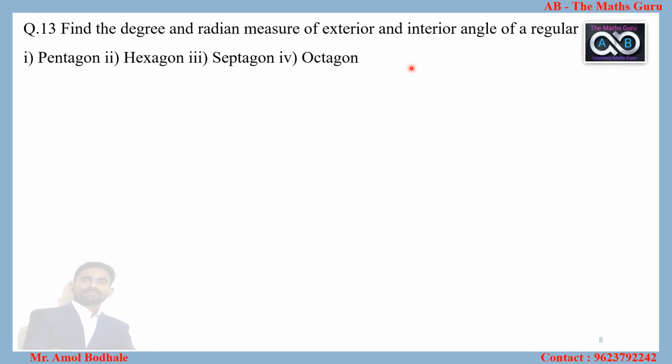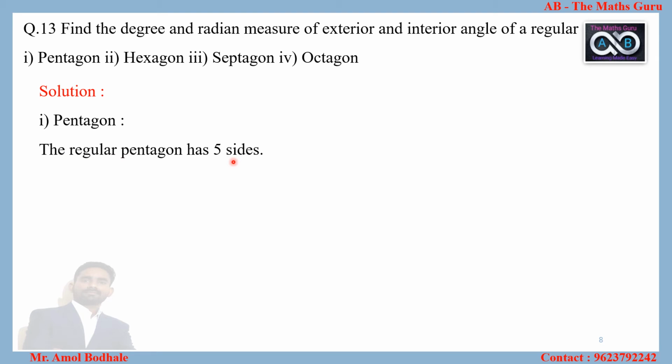So similarly, if we consider a closed figure with 5 sides in which all sides are equal and all angles are the same, then it will be a pentagon. Similarly, with 6 sides it is a hexagon, with 7 sides a septagon, and with 8 sides an octagon. Let's see the interior and exterior angle for the pentagon. The regular pentagon has 5 sides. So here n equal to 5.